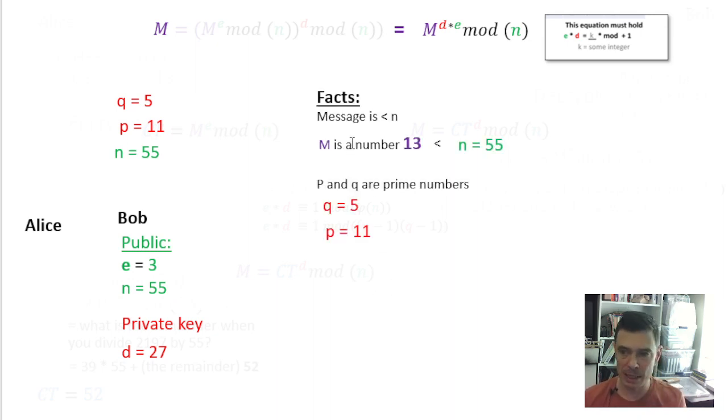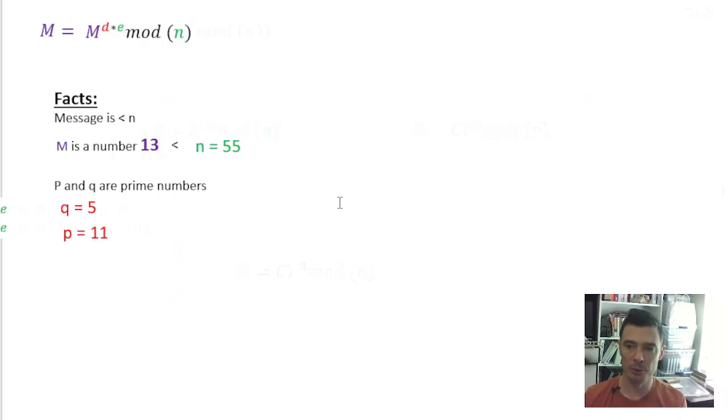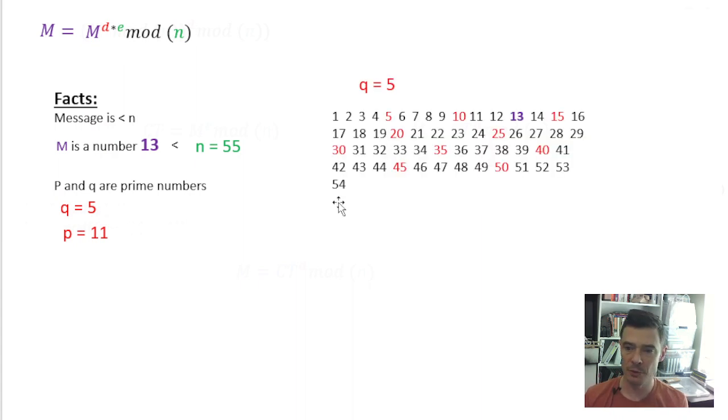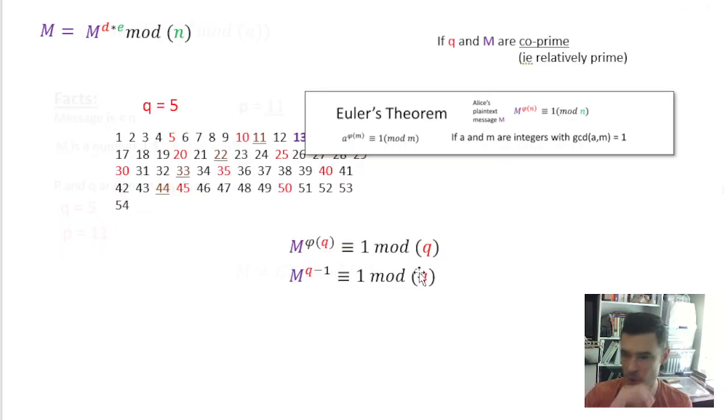Our message is between 0 and 55. And P and Q are both primes. So to get into the specifics of why this works and this proof, we'll start with Q. For each number that the message could be, Q is either relatively prime to the message or evenly divides it. And likewise for P. So let's start just with Q first.